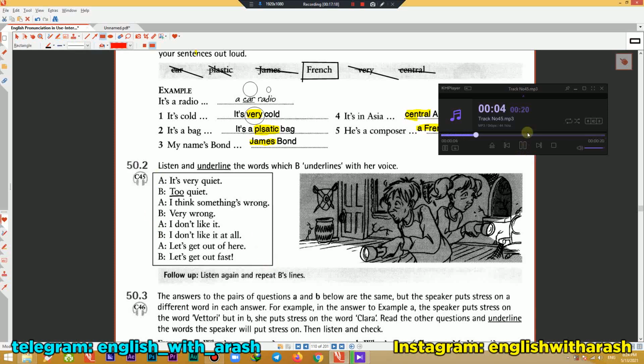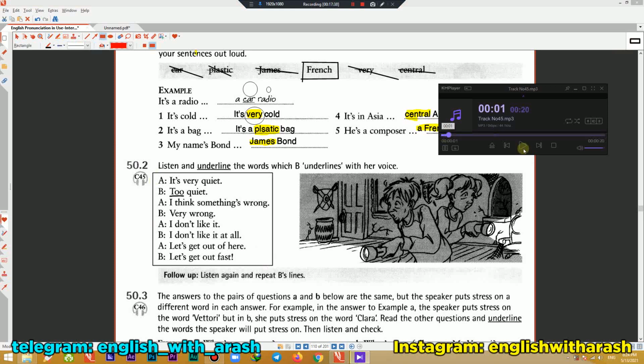It's very quiet. Too quiet. I think something's wrong. Very wrong. I don't like it. I don't like it at all. Let's get out of here. Let's get out fast. Oh my god, it's a horror movie.